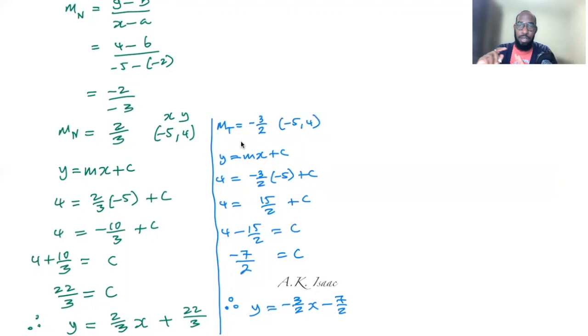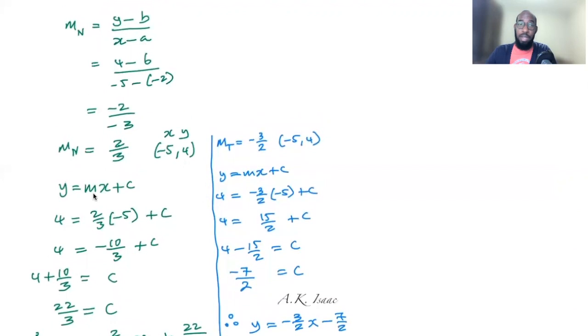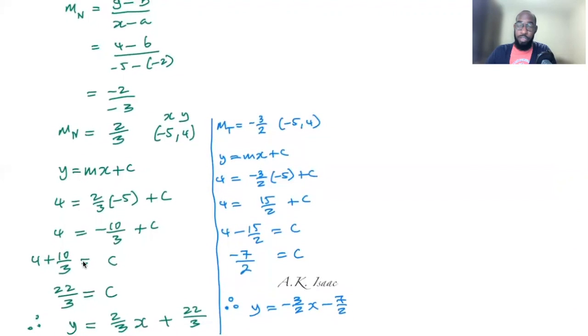Just to recap, I first find the gradient of the normal, and I find the equation of the normal. Once you have the gradient of the normal, you apply the negative reciprocal principle. You change the sign and you invert the original gradient. That is how I got -3/2. And I use the same point to find the equation of the tangent.